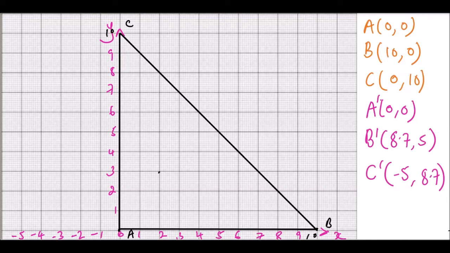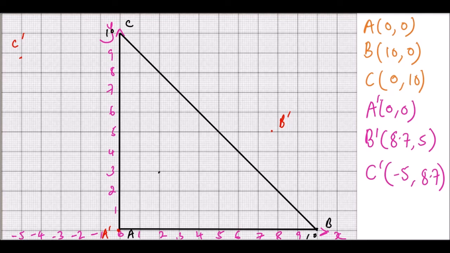We already have the coordinates. So A is there, so that is where we have A prime. B is at 8.7, 5. So you can see 8.7 should be around there. So we have our B prime, and our C prime is minus 5, 8.7. We put it there. So that is where we have our C prime. We join the 3 points and we come up with the image, or the triangle of the image.